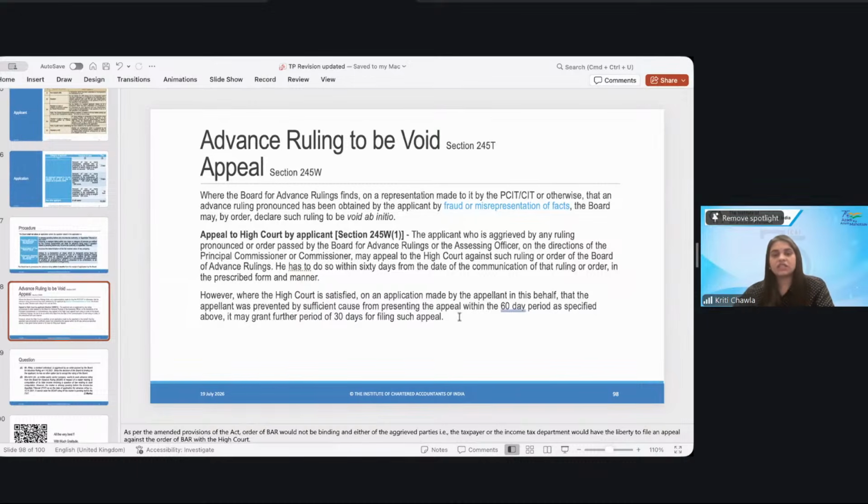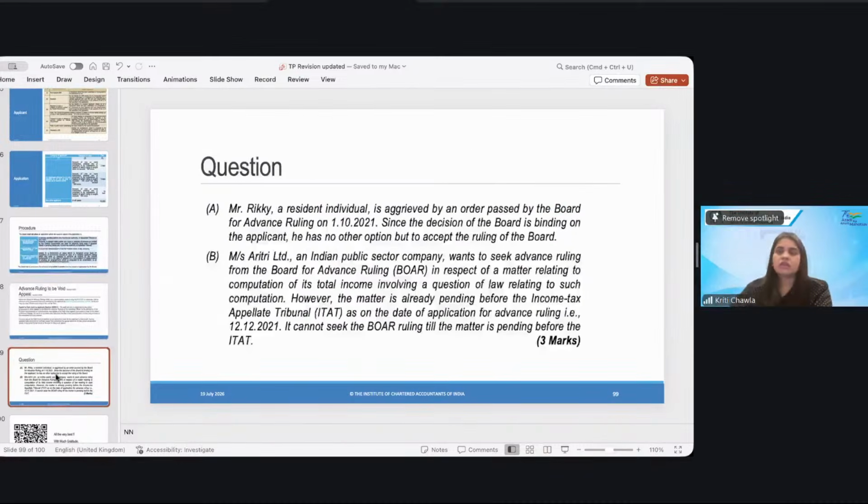So what I'm really trying to say is that you get a period where you can make an appeal to the High Court. And if an advance ruling is taken with respect to fraud or misrepresentation, then it's going to be void ab initio. Now, these are the two questions that we will be discussing for the purposes of BAR. These two questions appeared in past papers. This was for 3 marks. Just take a minute and read through these two questions, then we'll discuss it.